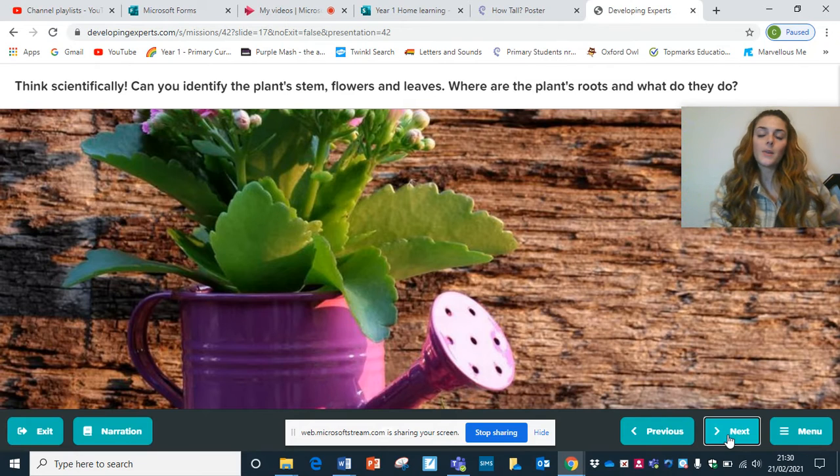So it says here, think scientifically. Be a scientist. Now, can you identify the plant's stem, flowers and leaves? You might have learned a little bit about that when you were in foundation or in early years, or you might have learned a bit of that at home. But have a think. Can you remember? Can you identify the plant's stem, flowers and leaves? And then have a think. Where are the plant's roots? And what do they do? I did mention that a little earlier, so you can always go back and have a look when I mentioned that at the beginning. So think about the plant's roots and what they do.